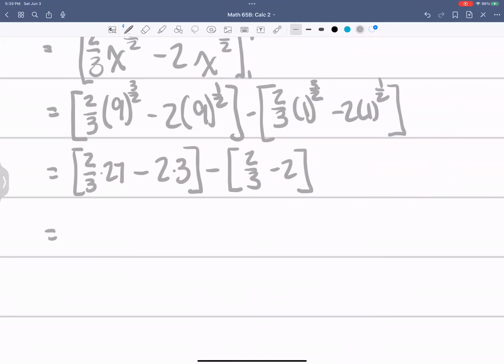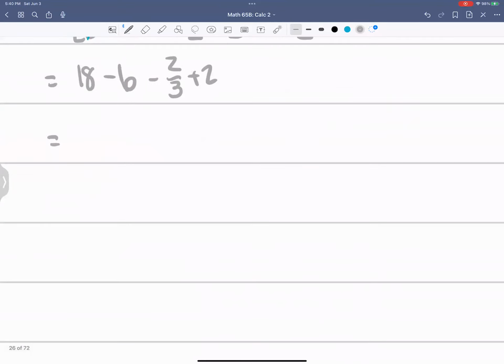All right, so 3 goes into 27 9 times. So we have 9 times 2, which is 18, minus 2 times 3, which is 6, minus 2 over 3, plus 2. So 18 minus 6 is 12, plus 2 is 14. So we have 14 minus 2 over 3. And we have 14 times 3 is 42, minus 2 is 40. So we have 40 over 3.